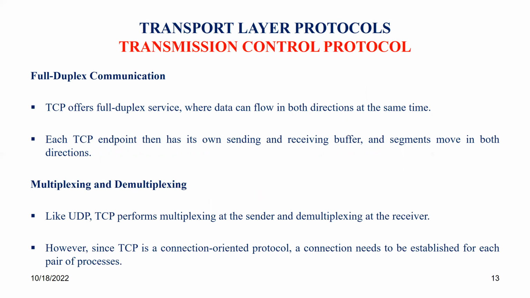Because of the sending and receiving queue process, it will be holding on and giving the data from one side to the next side. The next service offered by TCP is multiplexing and demultiplexing. Multiplexing is used at the sender and demultiplexing at the receiver, as it is a connection-oriented protocol, so it is required.